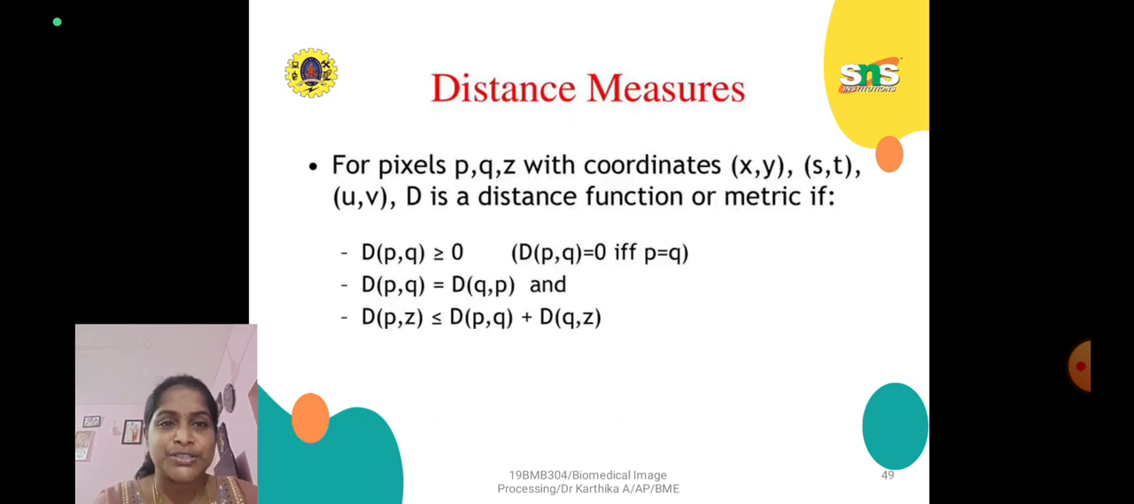See the distance measures for pixels P, Q, Z with coordinates x, y, s, t, u, v. D is a distance function or metric. D of P,Q is greater than 0, D of P,Q is equal to 0 if P equals Q. D of P,Q is equal to D of Q,P, and D of P,Z is less than or equal to D of P,Q plus D of Q,Z.